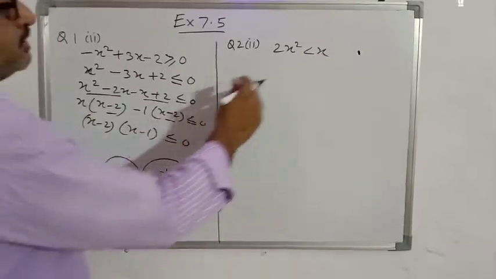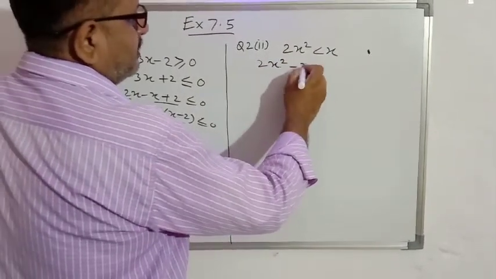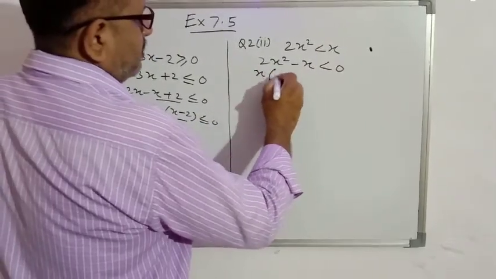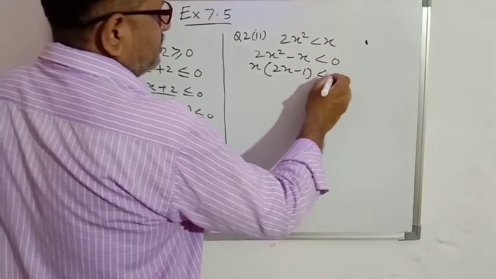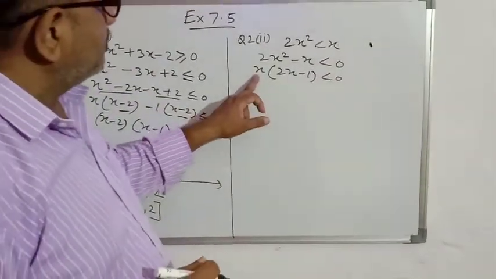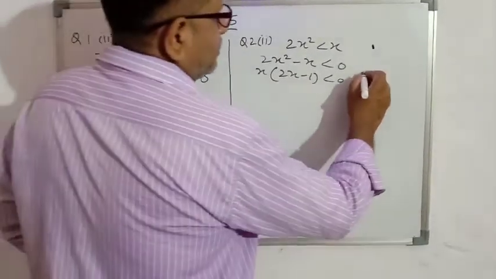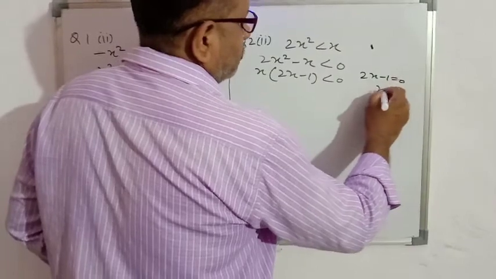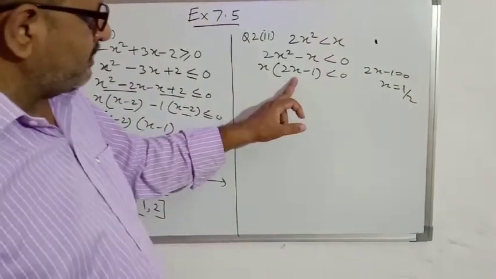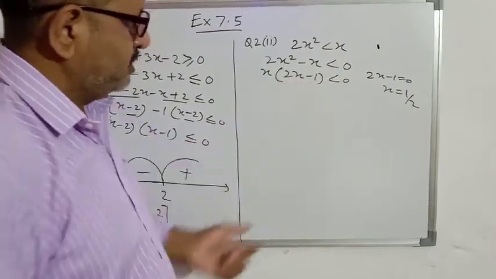See the second one, 2x square less than x. So transpose x, minus x less than 0. We can take x common. So x into 2x minus 1 less than 0. Okay. So we know that at x is equal to 0, this will be 0. And if we equate 2x minus 1 equal to 0, we will get x is equal to 1 by 2. So at x is equal to 1 by 2 and x is equal to 0, we will get the product 0.